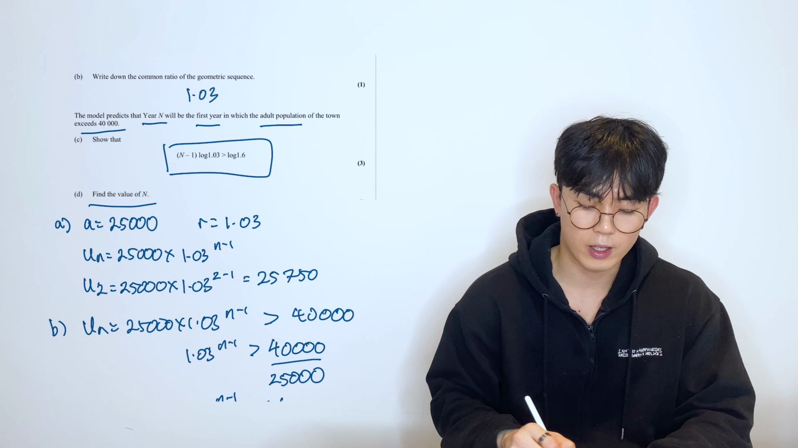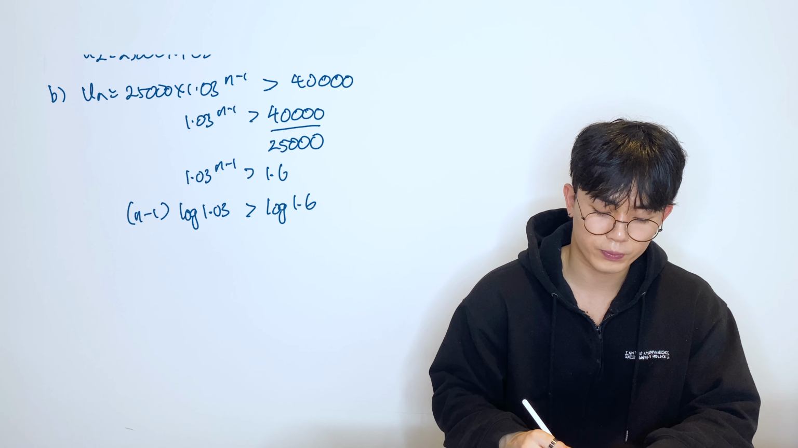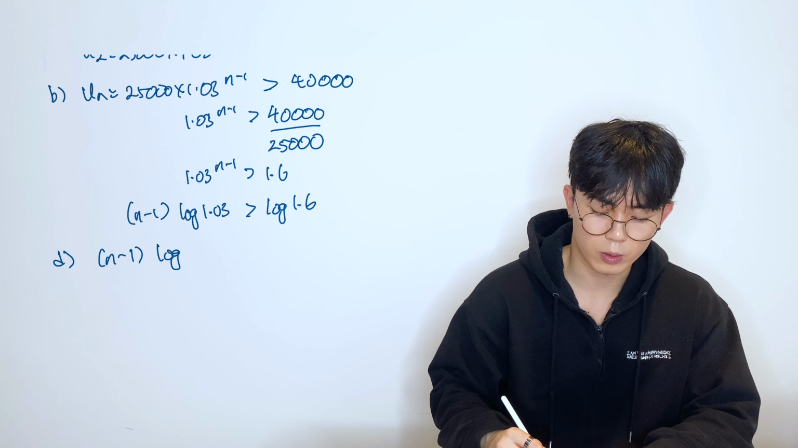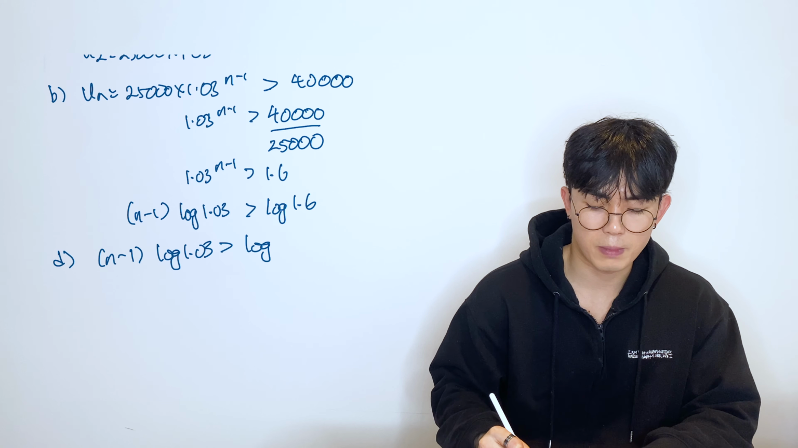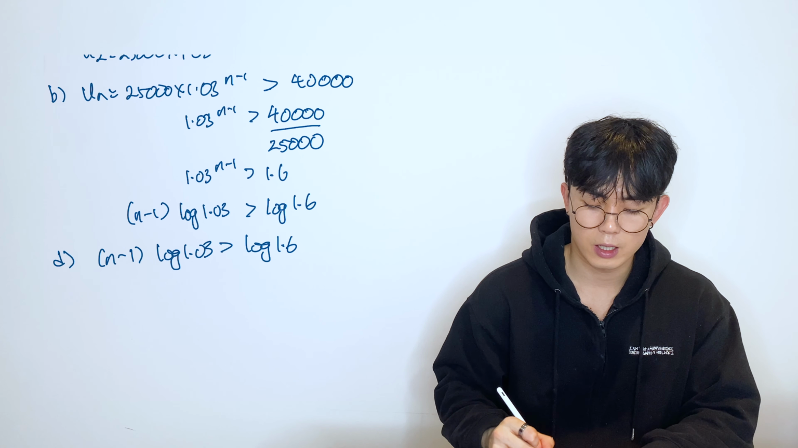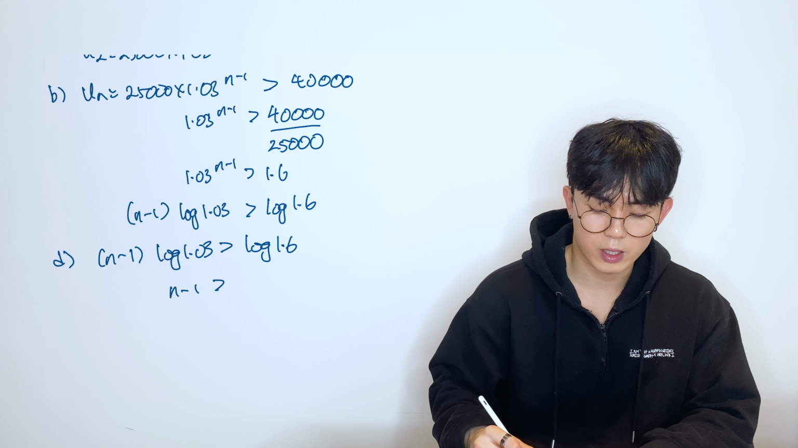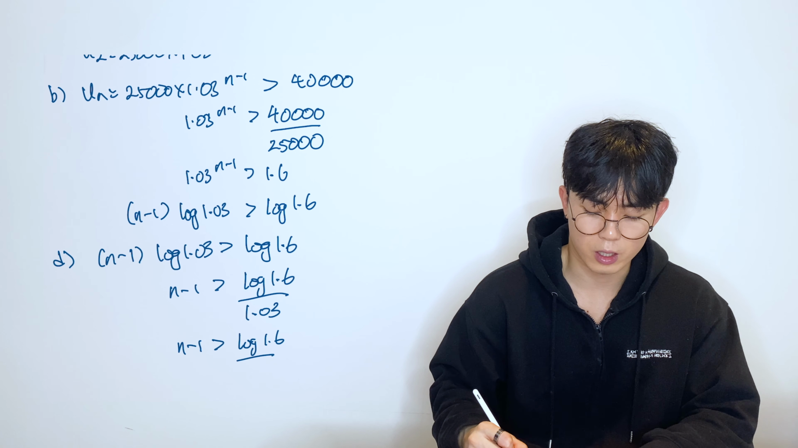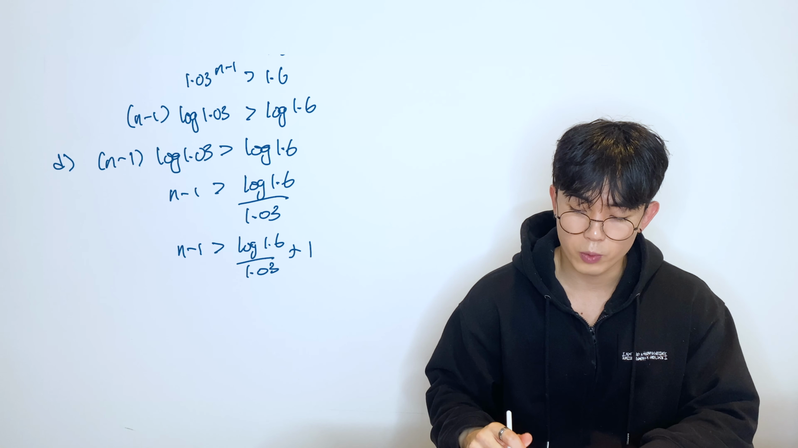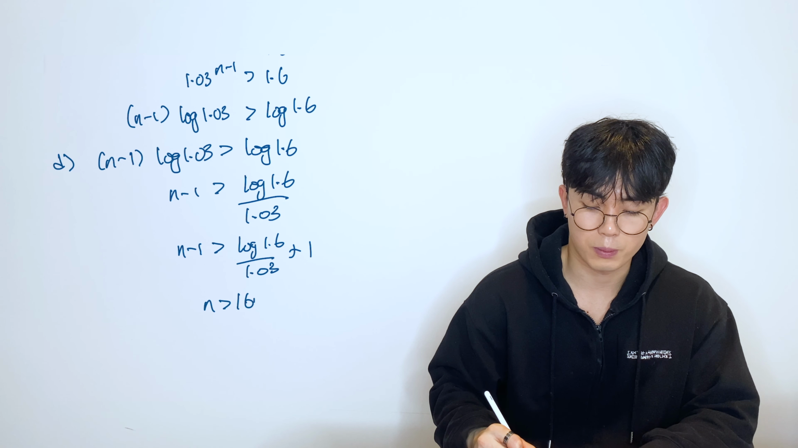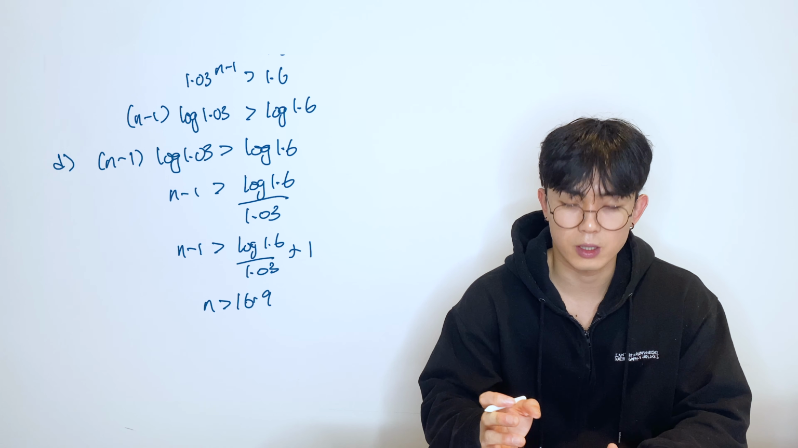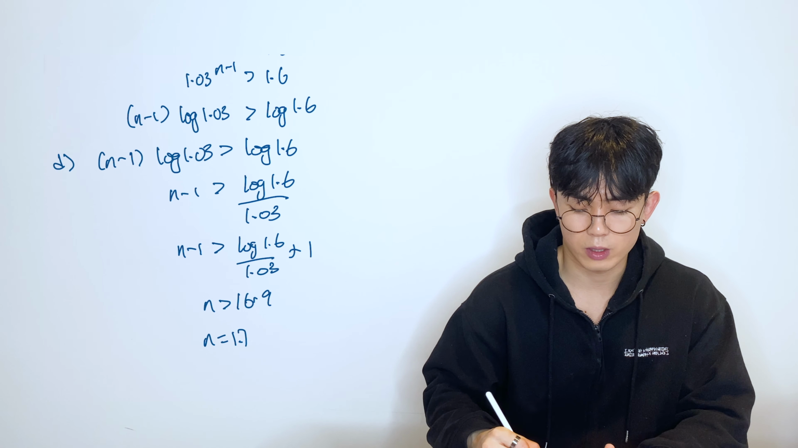And indeed, part D says find the value of n. So it just means we have to use this equation we found in part C to find what n is going to be. So it's just a matter of simple log manipulation. We'll just divide by log 1.03. So we get log 1.6 over log 1.03. n minus 1 is bigger than log 1.6 over log 1.03, plus 1, which will give me n being bigger than 16.9. And once again, because n has to be an integer, n has to be equal to 17, like this.